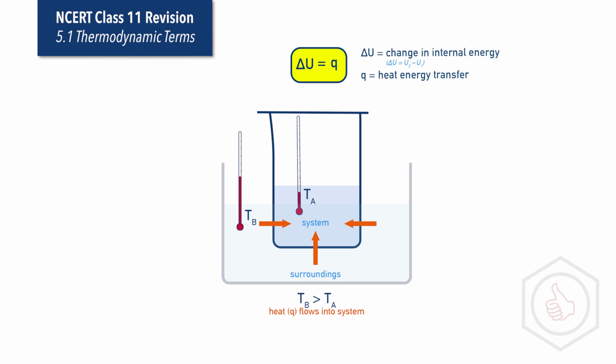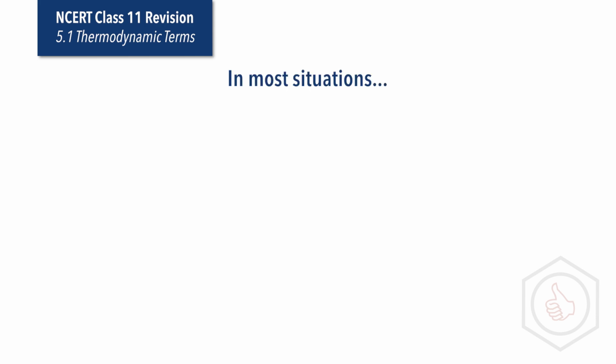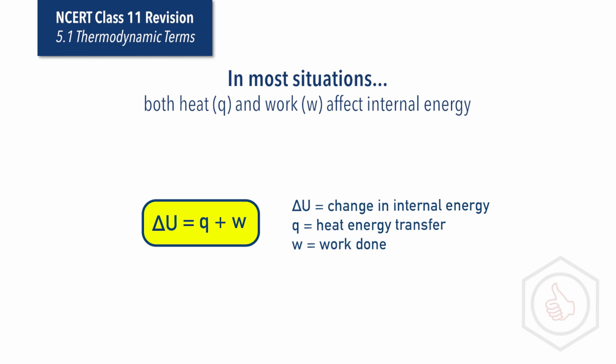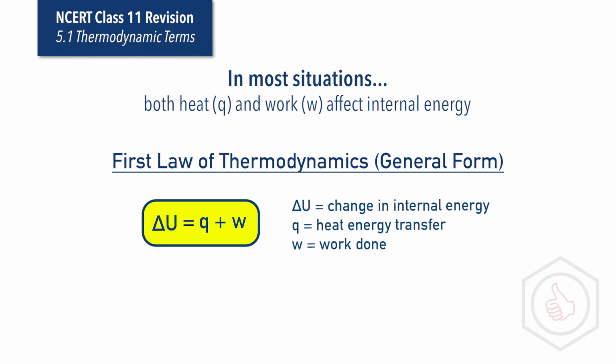Now, in most real situations, both heat and work affect the internal energy, and based upon the two examples we've just looked at, this gives us an equation of delta U equals Q plus W, and this is referred to as the first law of thermodynamics. Now, although Q and W depend on the path, their sum depends only on the state, reaffirming that internal energy is a state function. And this also shows us that if a system is isolated, so there's no heat or work transfer, then Q is always 0, W is always 0, which means delta U is always 0.